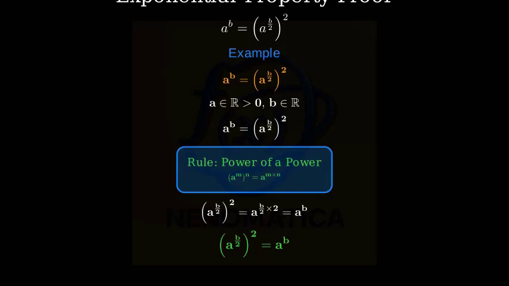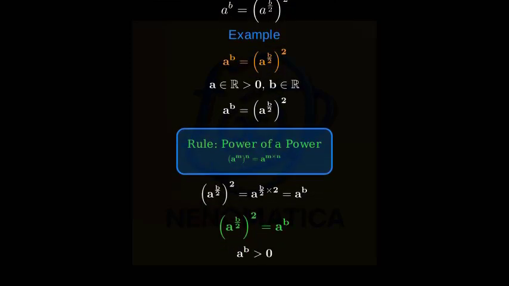It's important to note that the exponential expression a to the power b is always positive. This is because we defined a as a positive real number. No matter what value b takes, the result will always be positive. Let's examine why this expression is always positive.